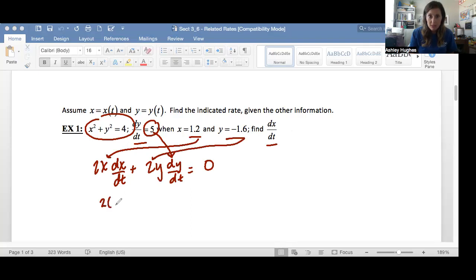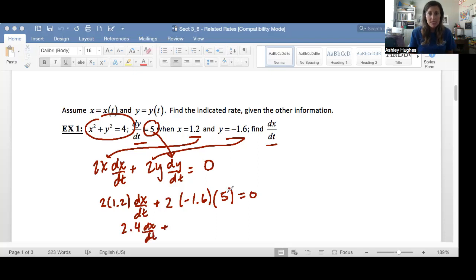So we say 2 times 1.2 times dx dt plus 2 times negative 1.6 times dy dt, which is 5, equals 0. And so then what's this going to be? That's going to be 2.4 dx dt. 2 times 5 is 10 times negative 1.6, so that would be negative 16 equals 0. So then we add the 16 over. So 2.4 dx dt equals 16. And then you divide by 2.4 to solve. So you would get that. That would be your answer. That's the rate at which x is changing with respect to time.